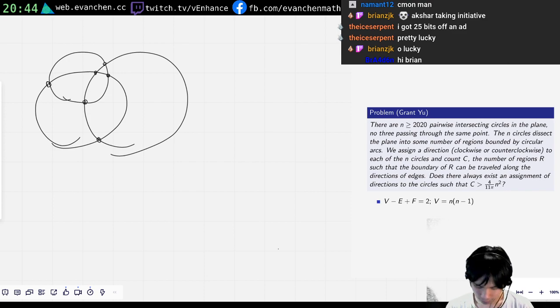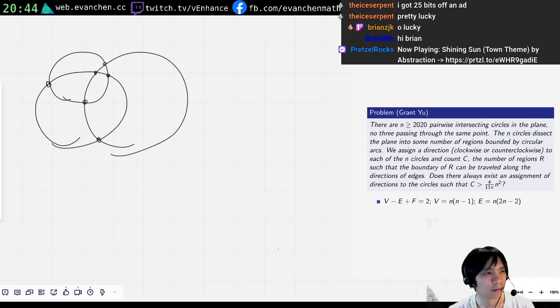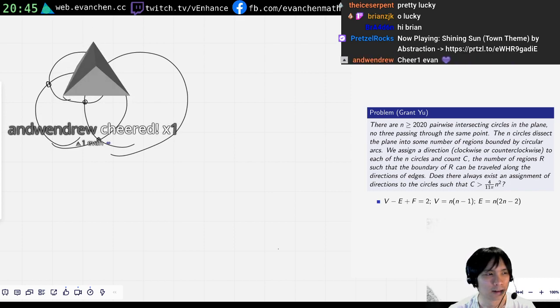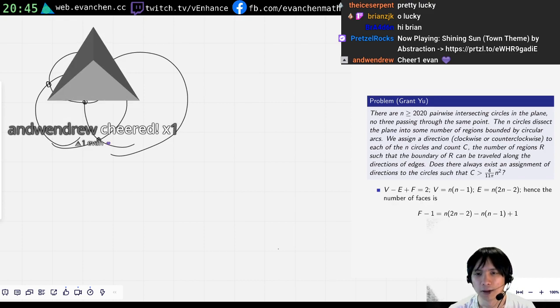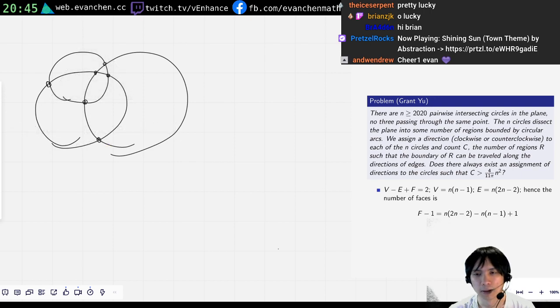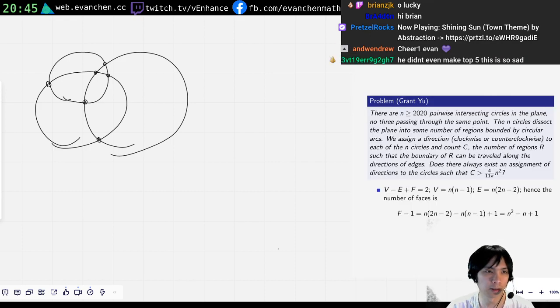So V is n times n minus 1, and then the number of edges is... On every circle, there's 2n minus 2. I hope that's right. Here the edges are like little arcs. 1, 2, 3, 4. Does that check out? Yes, okay, cool. So hence the number of faces is... I want to subtract the unbounded face because that one doesn't count, I'm assuming. So it's n times 2n minus 2, minus n times n minus 1, plus 1. Okay, cool. So n squared minus n plus 1. And that checks out, because in that picture I drew, I have 7.